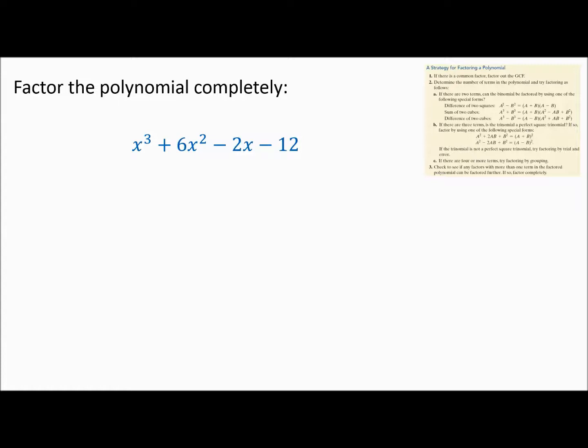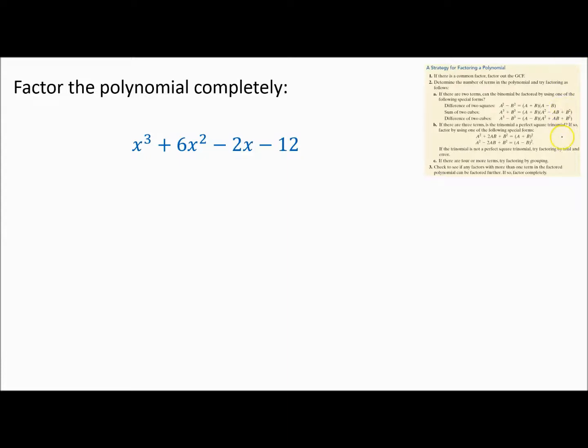All right, so for our second problem, x to the third plus 6x squared minus 2x minus 12. Now, over here to the right, I have our strategy listed. Okay, now, I know it's teeny tiny, but if you go down this list, okay, is there a greatest common factor? There's not. There's not a numerical value that it can be divided out of every one of these except one, which it's not a greatest common factor. And they all don't have x's, so there's no greatest common factor.